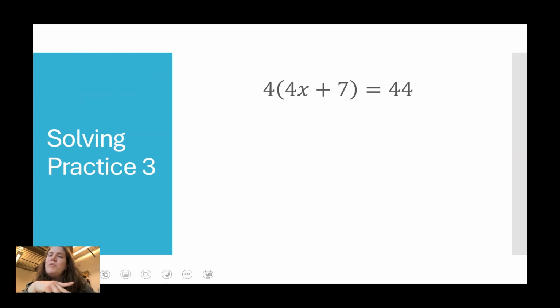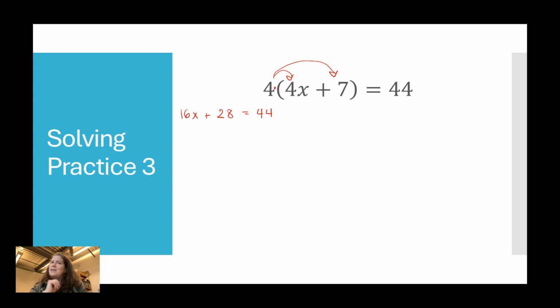All right, when we see problems where this little 4 that would be distributed by the parentheses is being multiplied with everything in the equation, we can start by distributing it like we would. 4 times 4 is 16x, and 4 times 7 is 28.